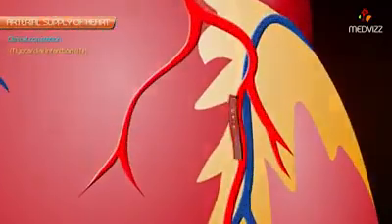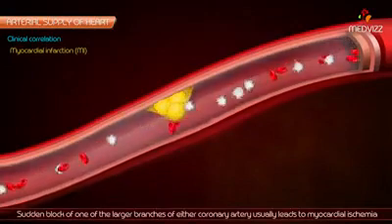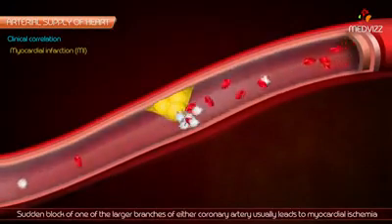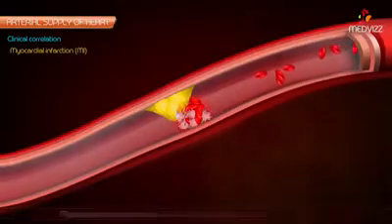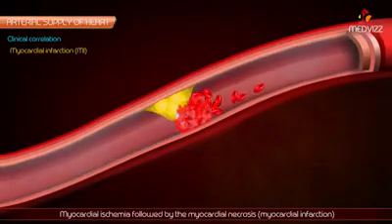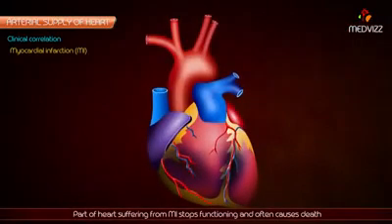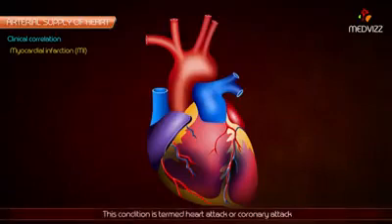Myocardial infarction. A sudden block of one of the larger branches of either coronary artery usually leads to myocardial ischemia, followed by myocardial necrosis, which is myocardial infarction. The part of heart suffering from myocardial infarction stops functioning and often causes death. This condition is termed heart attack or coronary attack.